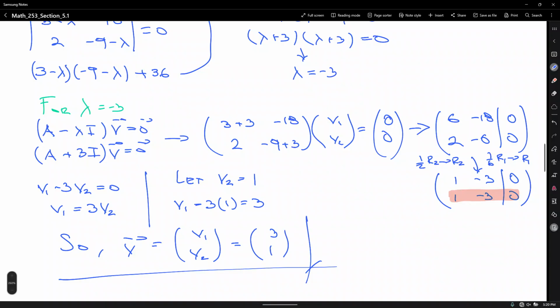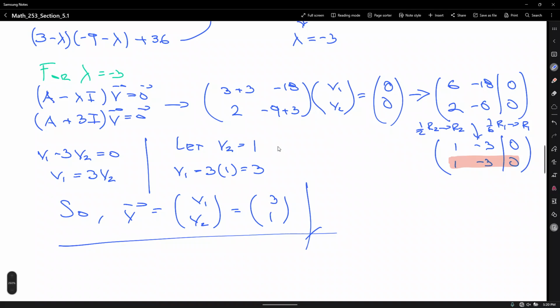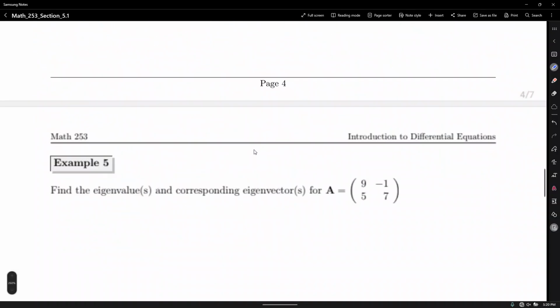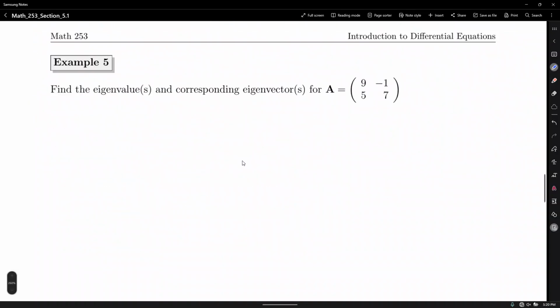Now, when it comes to repeated eigenvalues, there's a way to get a second eigenvector because, I mean, this is a 2 by 2 system, so we need to get two different eigenvectors. However, because we only have one eigenvalue for now, that's what we're going to do. When we get to solve these systems of equations, we'll show you what we're going to do when we have repeated eigenvalues. In the meantime, let's have a look at example number 5.